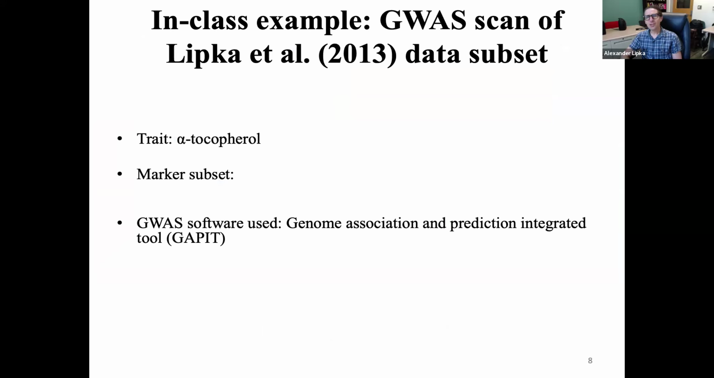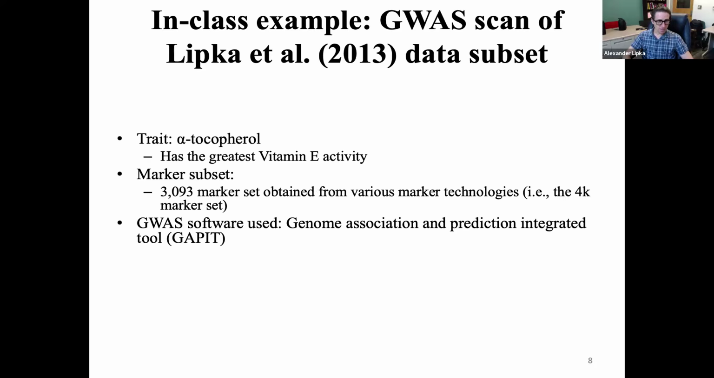So for this in-class example that I'm going to run in real time, our trait of interest is alpha tocopherol. I chose that because it has the highest vitamin E activity, and we identified a really strong, statistically significant association. Sorry, I got distracted by my inbox. Sorry about that. It has the greatest vitamin E activity.